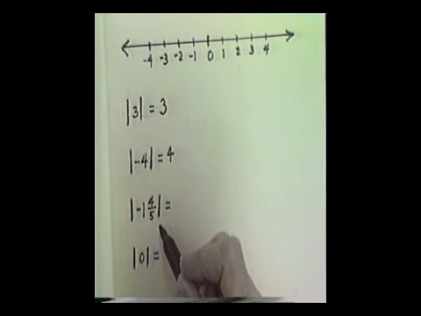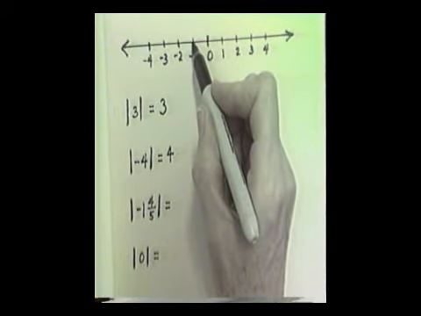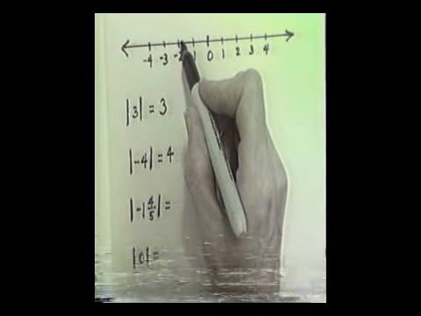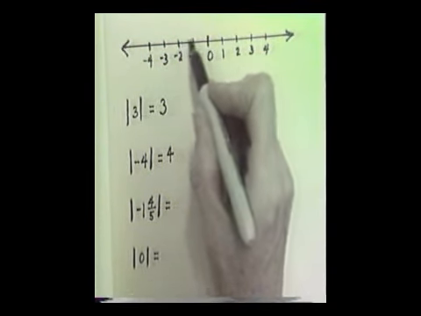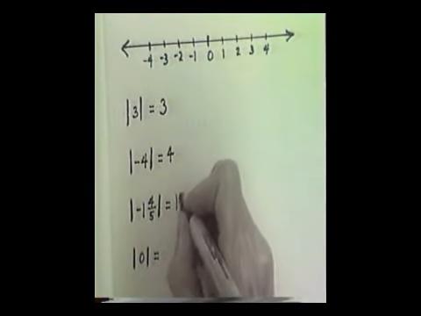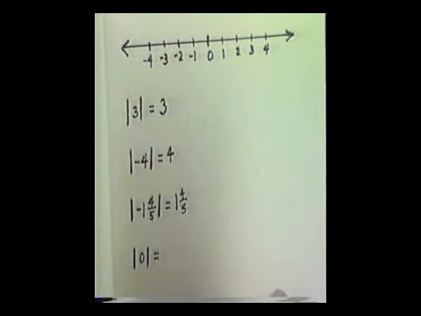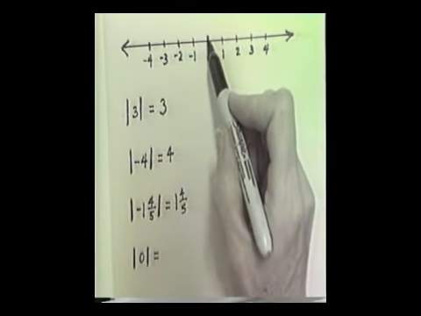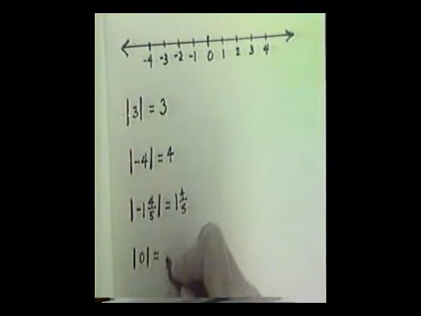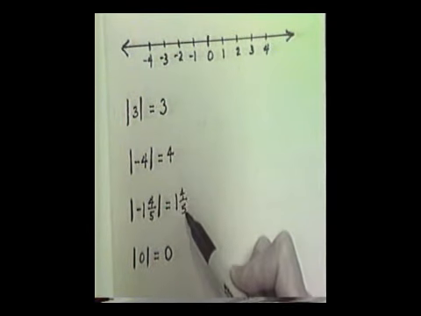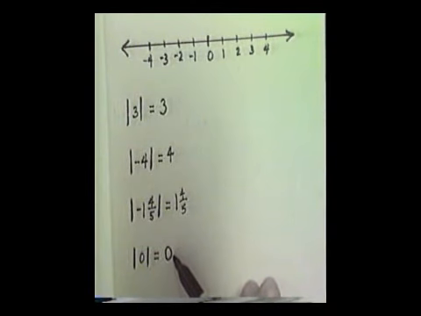The absolute value of negative 1 and 4/5. Here's negative 1. Negative 1 and 4/5 would be closer to 2, right about here. And the distance from 0 at negative 1 and 4/5 is 1 and 4/5 units. The absolute value of negative 1 and 4/5 is 1 and 4/5. And then our special case, the absolute value of 0: the distance from 0 to 0 on the number line is 0. So notice that in each case, the absolute value came out to be a positive number or 0 itself in the special case.